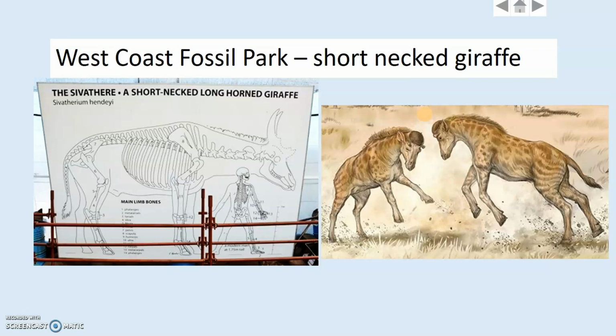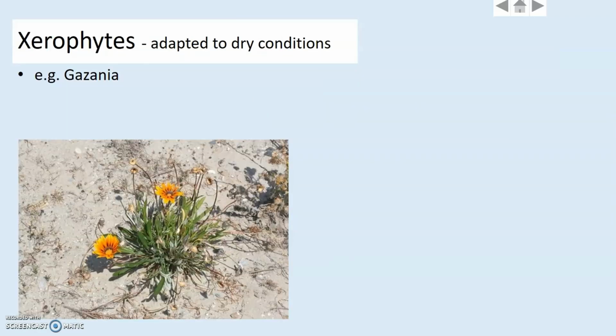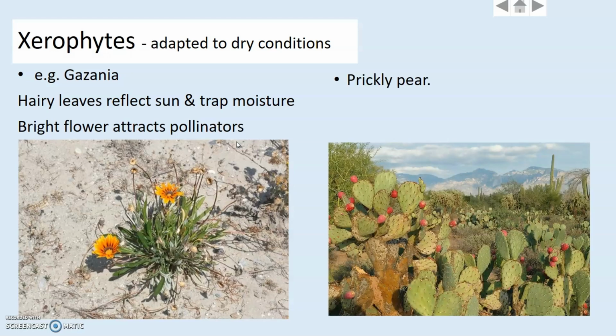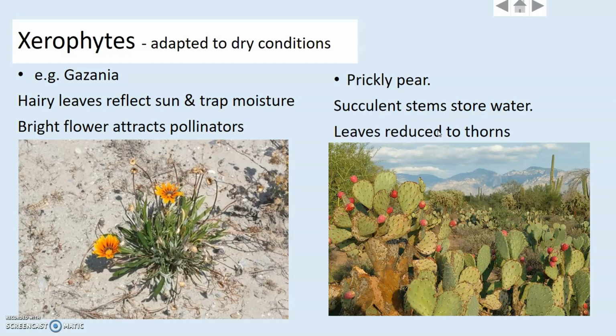continued up until present. Looking at how plants are adapted. Two main varieties in extreme conditions, those adapted to dry conditions like the gazania shown here. They have hairy leaves that reflect the sun and also trap moisture, and bright flowers to attract pollinators. The prickly pear can also live in very dry conditions. It has very succulent stems which have taken over the role of photosynthesis, and the leaves have been reduced to mere thorns.